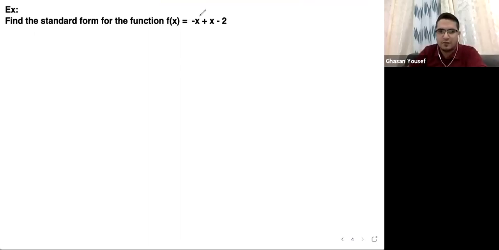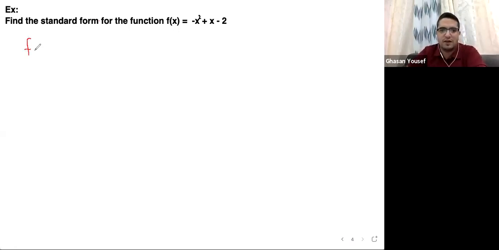Okay, the same like before. Find the standard form for the function f of x equal minus x squared plus x minus 2. So step by step, then after we find the standard form, I need to find also the vertex.